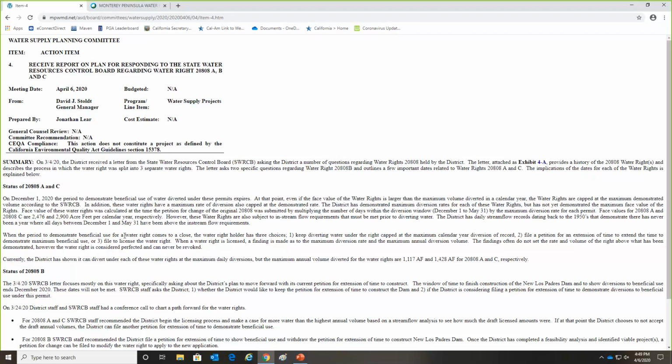In addition, we have the rights 2808A and C, to which we must move forward with perfecting the water right by what they call licensing the water right. We are coming to the close of the period in which we would need to license these water rights. And if we do not do anything, we would technically be held at the highest amount we've been able to divert in a calendar year under each of the water rights, which is not the true face value of the water right.